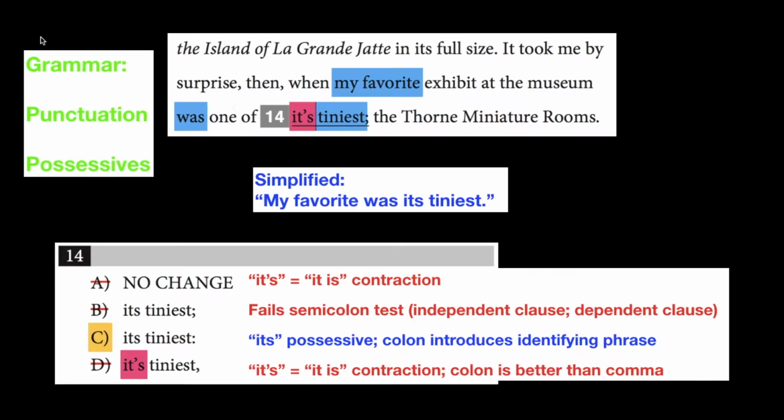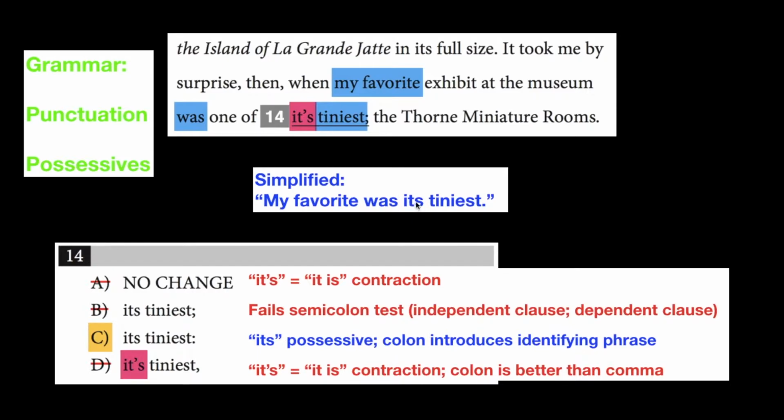Question number 14 is a grammar question that deals with punctuation and possessives, the punctuation of possessives, really, because here's your possessive, and it has a punctuation mark right here. And there's also some punctuation at the end as well. So when you simplify it down, you can just say, my favorite was its tiniest.